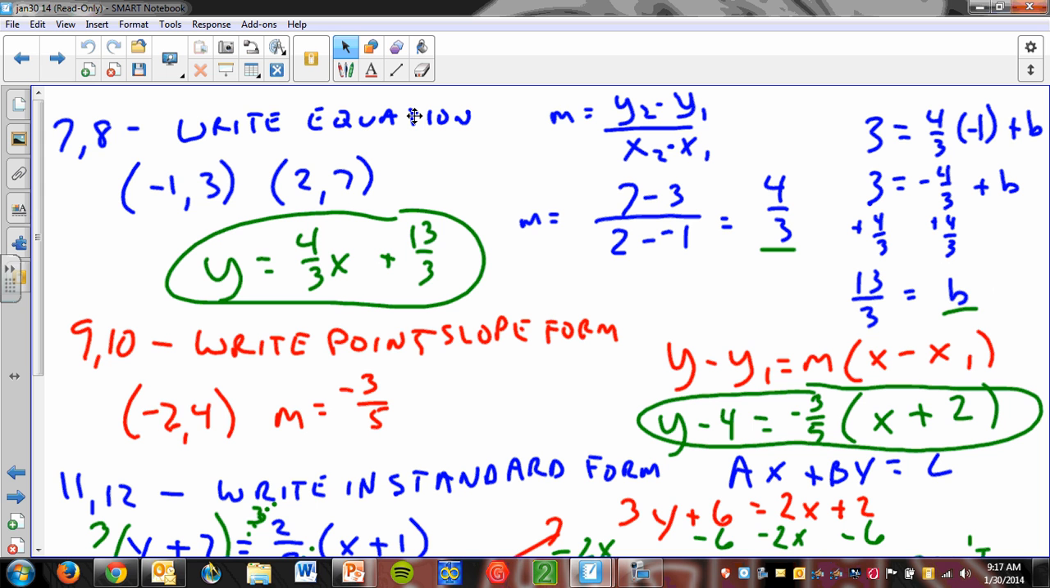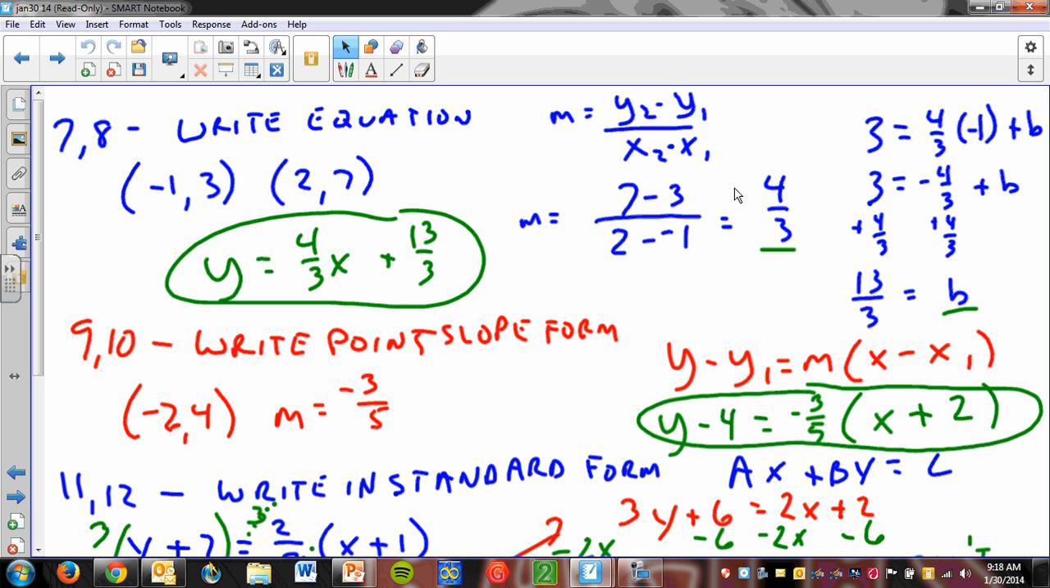Now it's going to have you write an equation. We're still solving for b, but this time they do not give us the slope. Luckily, we have this wonderful slope formula here that we can plug these two numbers in and find the slope. So y2 minus y1 over x2 minus x1. 7 minus 3, 2 minus negative 1, so 2 plus 1, gives us 4/3.